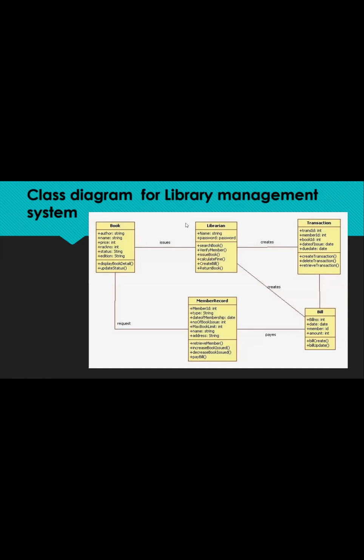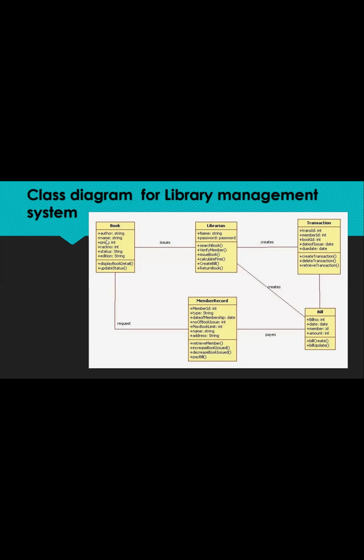Again, another example as well I have given, I'll explain it to you. Book class is there, librarian, transaction, and then bill, and then member record. All these are classes. And you have methods. Display book details is one method. Update status is one method. Search for book is a method. Verify member is one method. Issue book is a method.